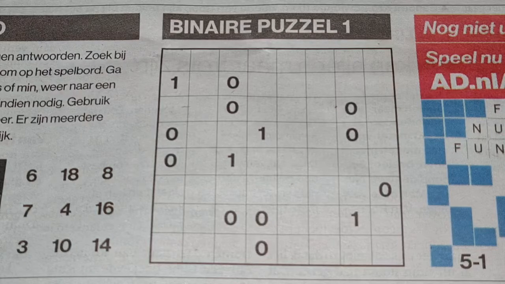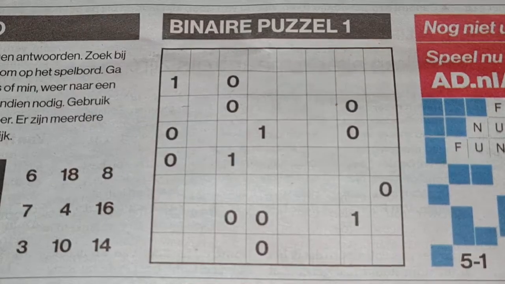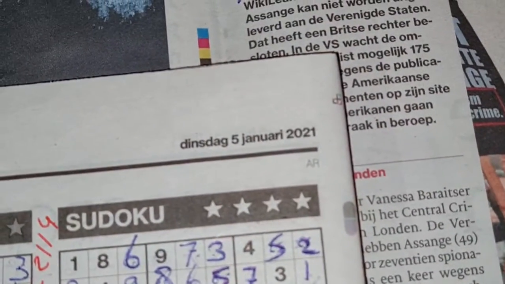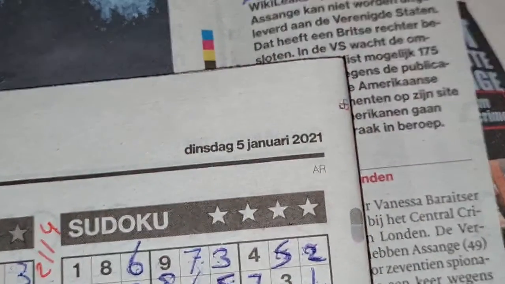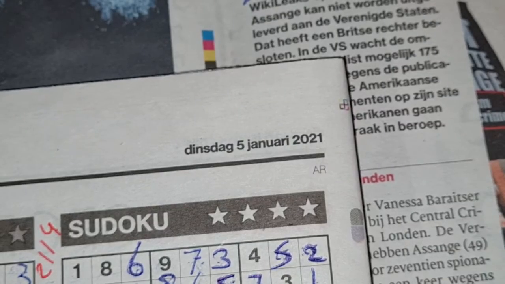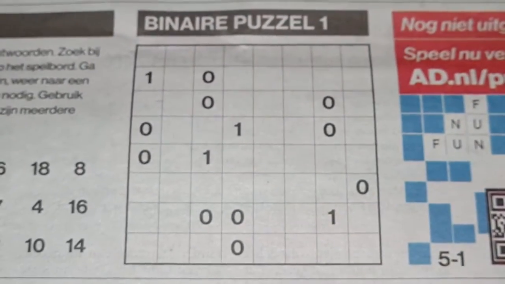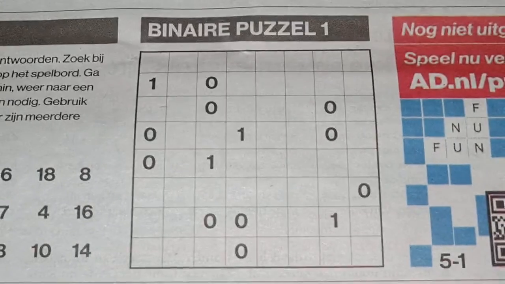This is the third Sudoku, a binary puzzle in the supplement of today's newspaper on Tuesday, January the 5th, 2021. Yes, a binary puzzle we will solve. And let me focus.